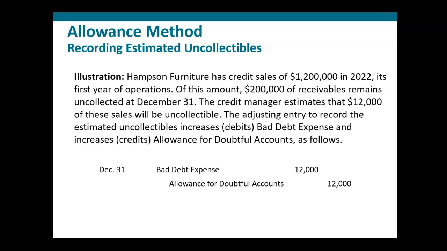If there had been a balance, we would probably have had to look at that to decide what the adjusting entry should be, but we'll talk about that a little bit later. Anyway, this would be the only time we would touch bad debt expense, when we make our adjusting entry. When we write off an account, we would debit allowance for doubtful accounts and credit accounts receivable.